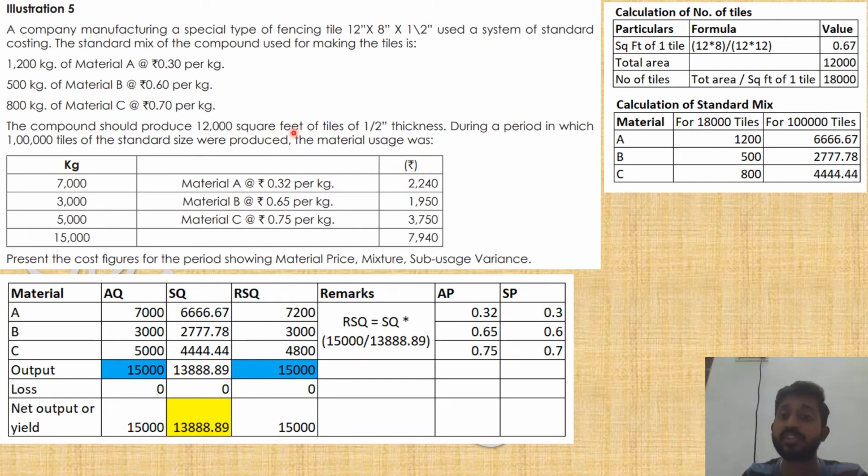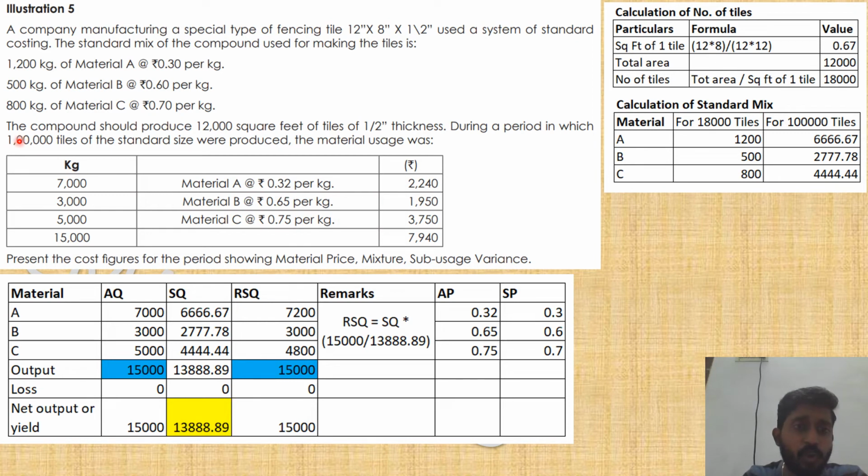So for 12,000 square feet, how many tiles will be needed? 12,000 divided by 0.67, so 18,000 tiles have to be produced to cover 12,000 square feet of place. Next we are finding the calculation of standard mix.